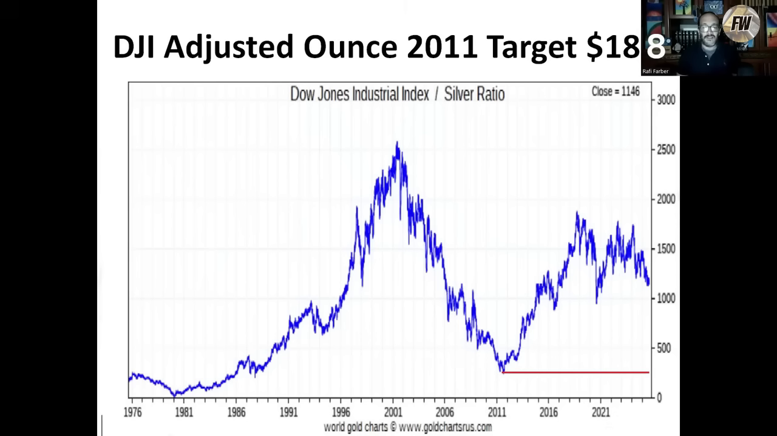If you take the 2011 top in silver ounces, 250 ounces per Dow Jones Industrial Average unit, 1146 to 250, take that ratio, multiply it by 41, and you get a target of $188 for the 2011 silver high relative to the Dow Jones. This is much more realistic, but let's keep going higher.